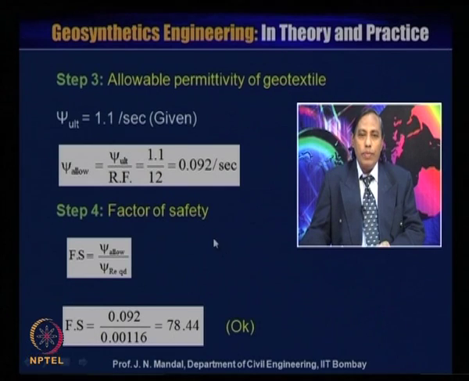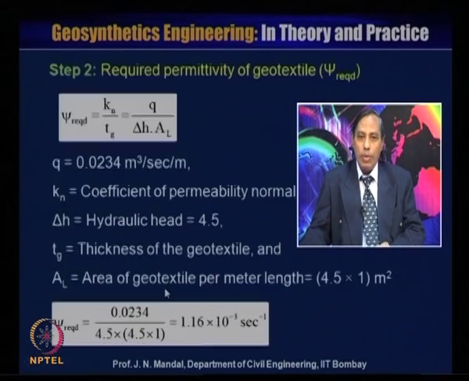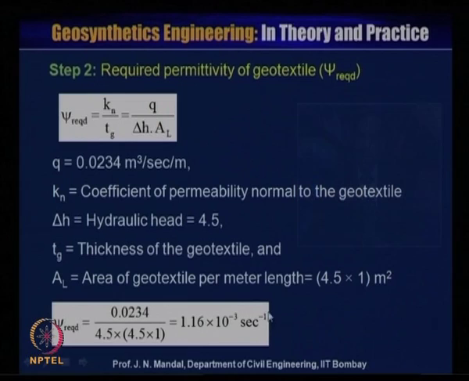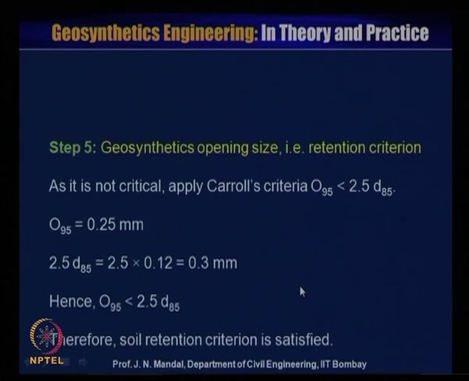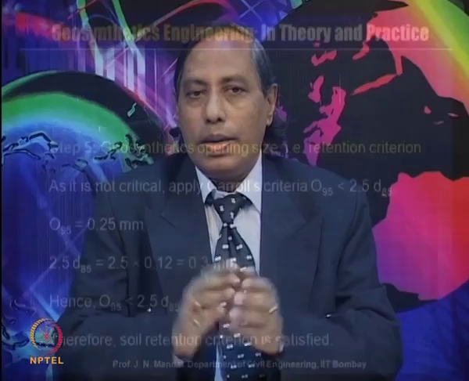Now step 4, you have to calculate the factor of safety. That is, factor of safety will be equal to psi allowable by psi required. So psi allowable is 0.092, psi required, which we have calculated earlier, is 1.16 into 10 to the power minus 3, that means 0.000116, that is equal to 78.44. So this is okay. So this is one, that is the flow related criteria.